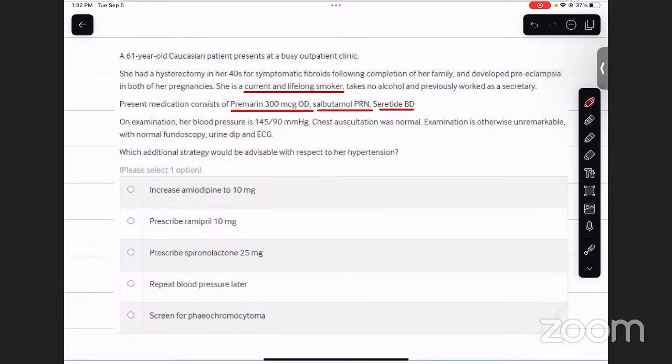On examination, blood pressure is 145/90. That's a clinic blood pressure. And chest auscultation was normal. Examination otherwise unremarkable, and other baseline investigations normal. Which additional strategy would you advise with respect to her hypertension? Okay, so we need to consider whether it's hypertension or not, and whether we give antihypertensive drugs or not. Here, in this scenario, the blood pressure is 145/90.